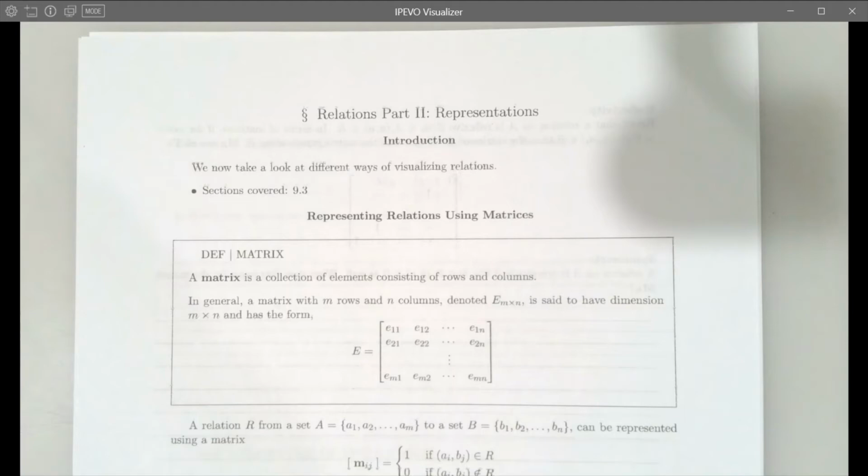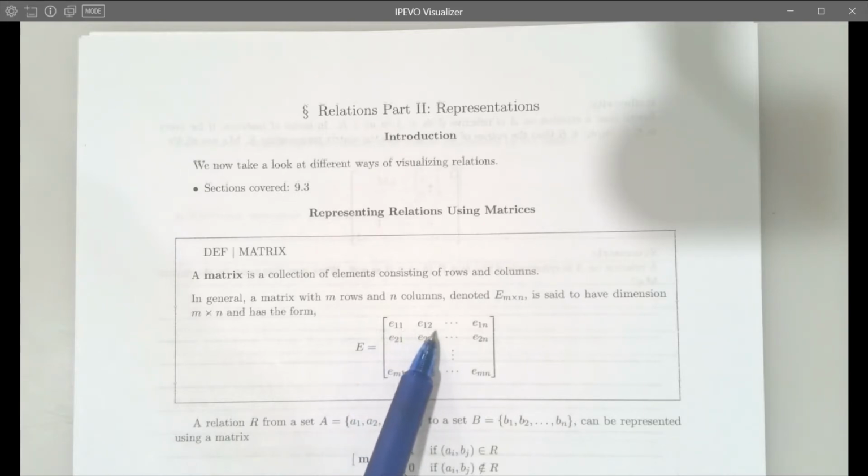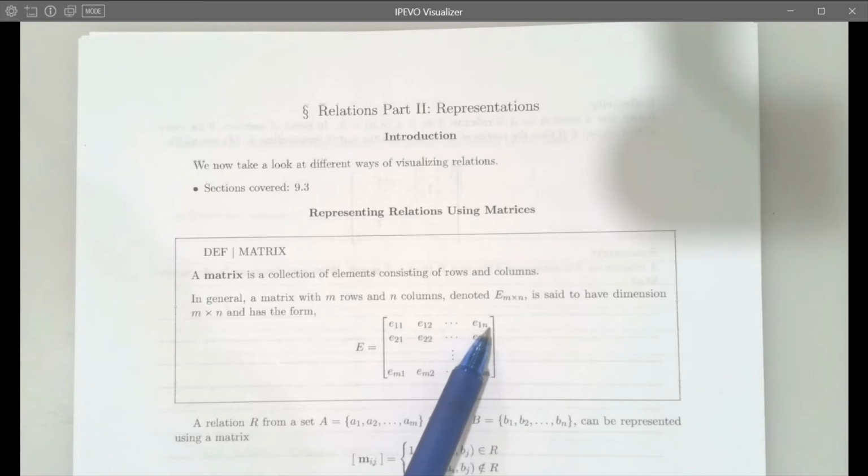We're now going to move on to relations part 2, which deals with representations of a relation, starting with matrices. If you've never seen a matrix before, a matrix is just a collection of elements that consist of rows and columns. In general, we like to say that we have m rows and n columns, and the matrix will look something like this, where each subscript, like for example 1 comma 1, corresponds to row 1, column 1, row 1, column 2, all the way down to row 1, column n.